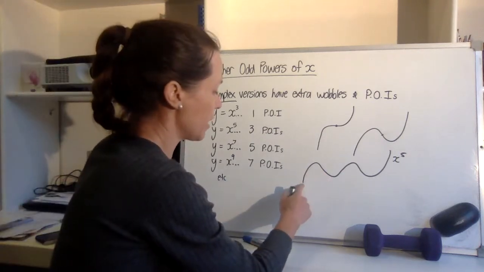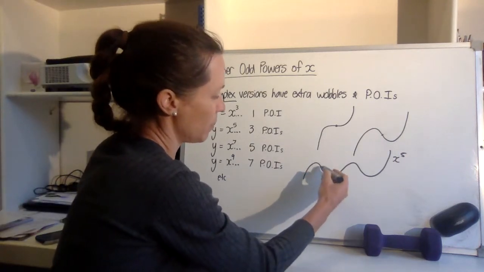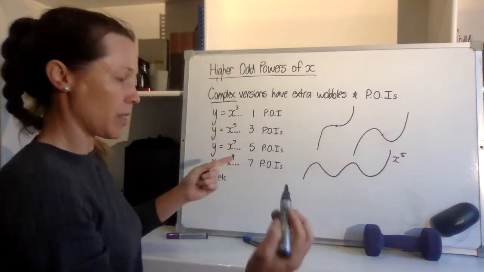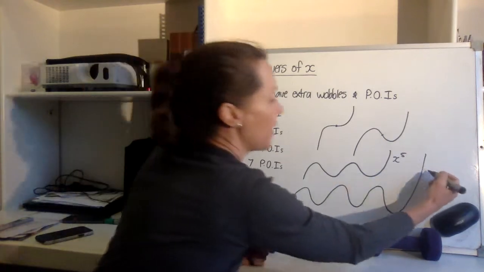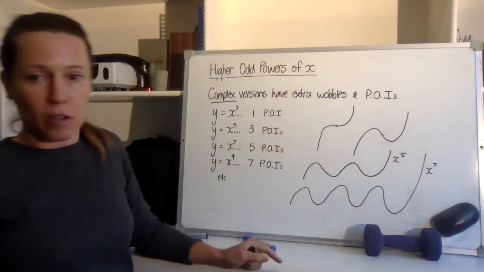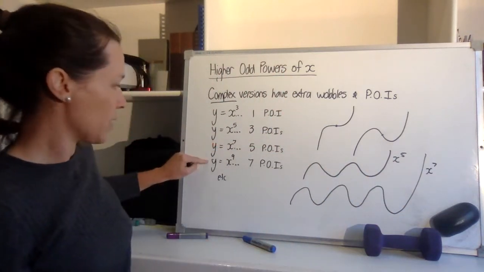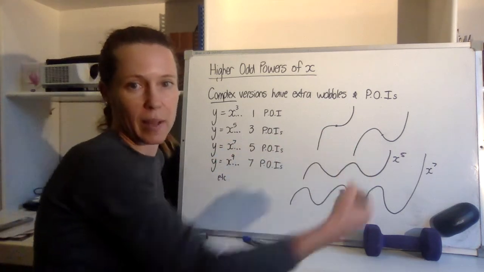So count your wobbles here, and you can see I've got up, down, up, down, up. So the next one would be up, down, up, down, up, down, up. It's got that basic shape. And so on and so forth. For x to the power of 9, I'd need to do another up and a down.